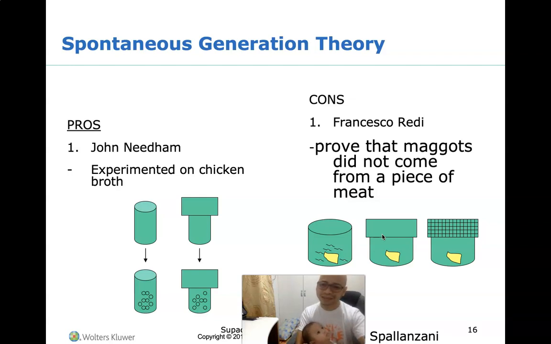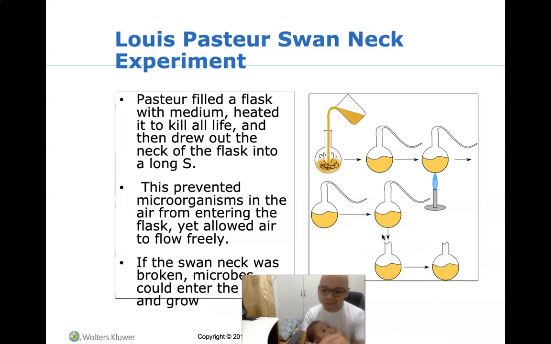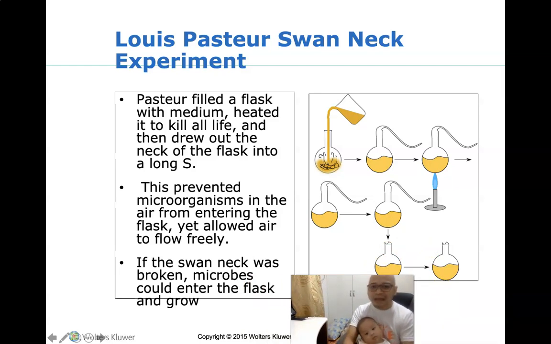It was Louis Pasteur. So what Louis Pasteur did was utilize a flask, and then he filled the flask with chicken broth, like the one that was utilized by John Needham, and then he bent the tube of the flask in such a way that it becomes like a long S. So he called it the swan neck flask, because it appears like the neck of a swan.